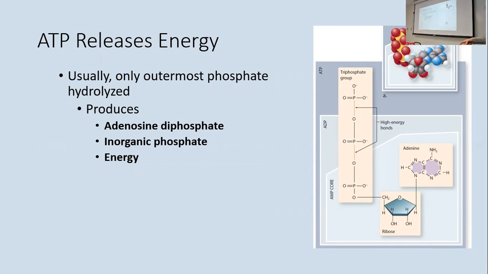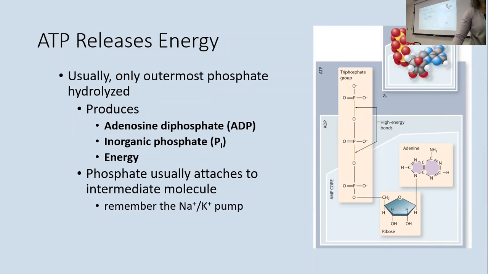All right. Generally speaking, we'll see a couple exceptions as we go along, but generally only the outermost phosphate is hydrolyzed, right? So we add water, we break this bond, and if we remove this phosphate, we're left with an adenosine diphosphate, because there's 2 phosphates on it now. A phosphate group, and then the energy we've created is the result of that reaction. So we break off a phosphate group. We've got that inorganic phosphate hanging around, this diphosphate, and then a bunch of free energy.